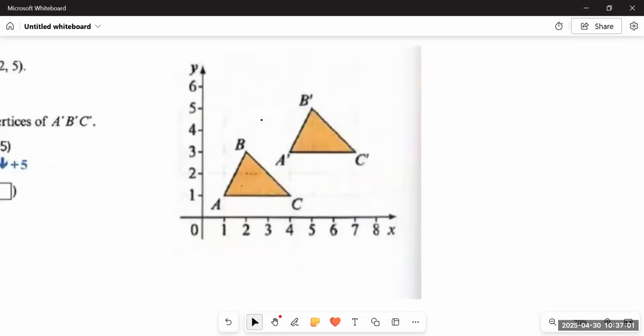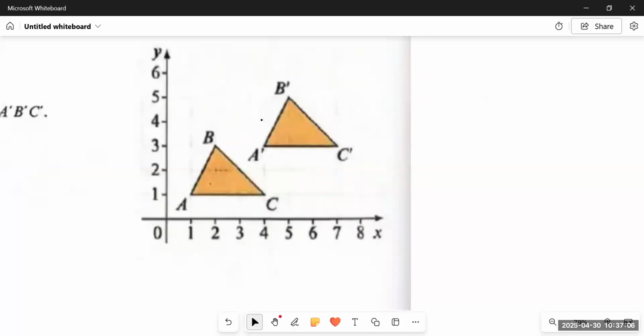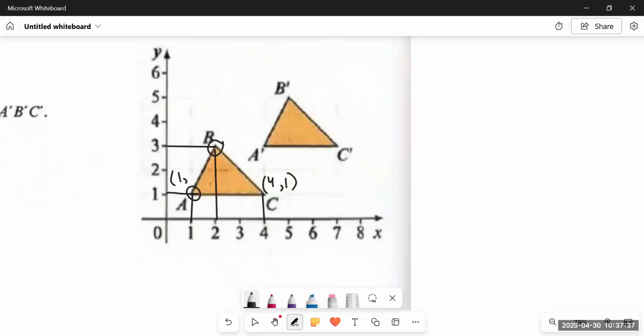triangles. The triangle ABC on this coordinate grid has the vertices A 1, 1. As you can see, it's 1, 1. And then at point B, we have 2, 3. These are the coordinates. This is how we measure them. Then the coordinates of C is 4, 1. So this is 4, 1. 4 means on the x-axis it is 4 and on the y-axis it is 1. Similarly, this is 1, 1 and this is 2, 3.